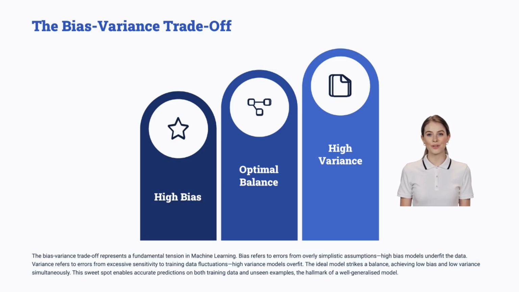High bias results from simplistic assumptions, leading to underfitting. High variance arises from sensitivity to data fluctuations, causing overfitting. The goal is to achieve a balance with low bias and variance, ensuring accurate predictions on both training and unseen data, exemplifying a well-generalized model.